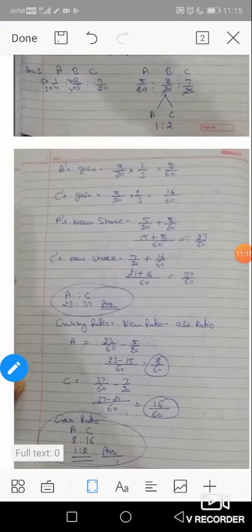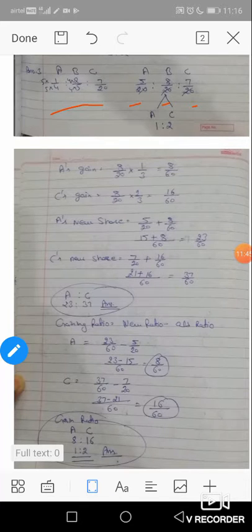A, B, C are partners. Shares are 1/4, 2/5 and 7/20. We know that to calculate a ratio, the denominators must be the same. So 1/4 multiplied by 5 is 5/20, 2/5 multiplied by 4 is 8/20, and 7/20 stays 7/20.